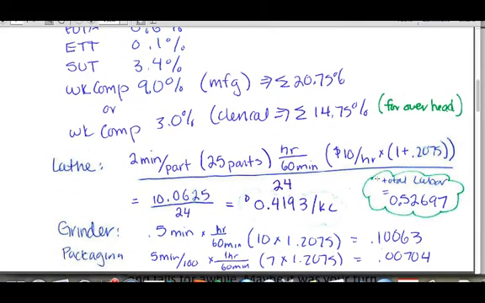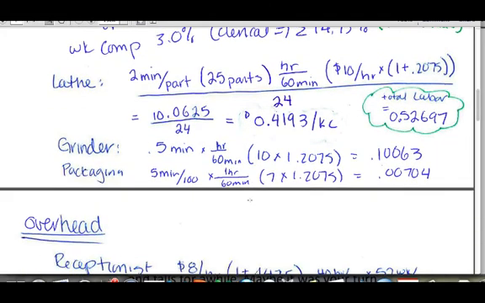Now what I then do is I look at the time to process times the cost. So it says that the lathe takes 2 minutes for each part, and there are 25 parts. Again, I'm using a batch of 25 in this case, at least for the lathe. And then I need to convert that to hours, and they get paid $10 an hour, and then I have to add the taxes, which is 1 plus 20.75%. And then I'm going to divide that by 24. Instead of putting 25 up here and 24 down here, I could have divided this by 0.96, and it would have been the same answer. So then I get this value.